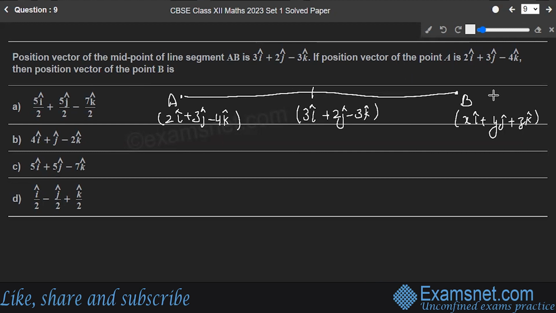We have assumed the coordinates of the position vector for B to be equal to xi plus yj plus zk. Now it's given that the midpoint of AB is this.